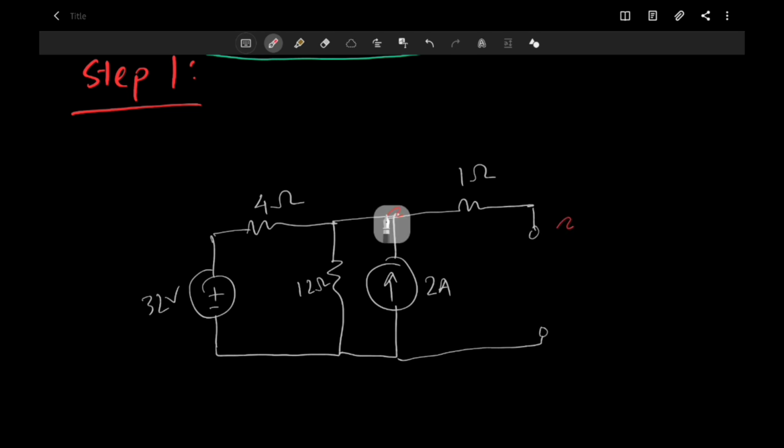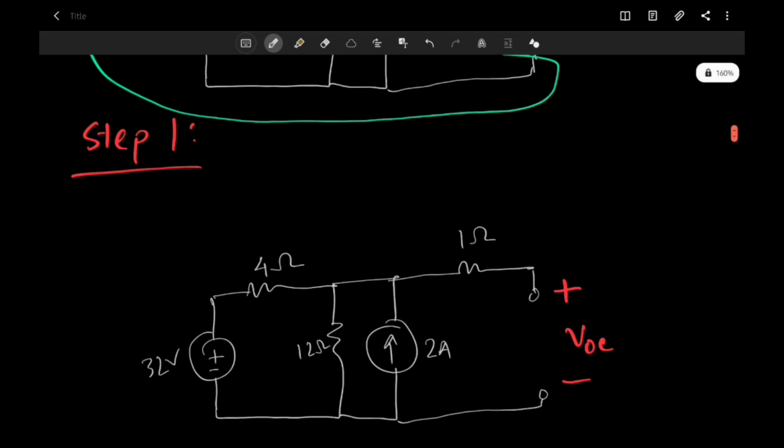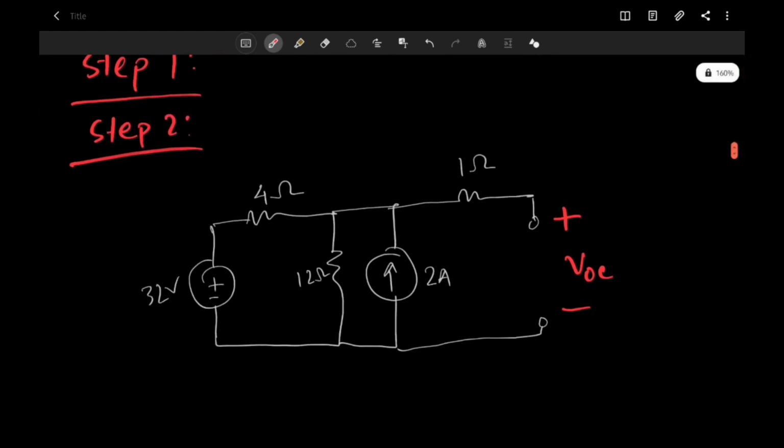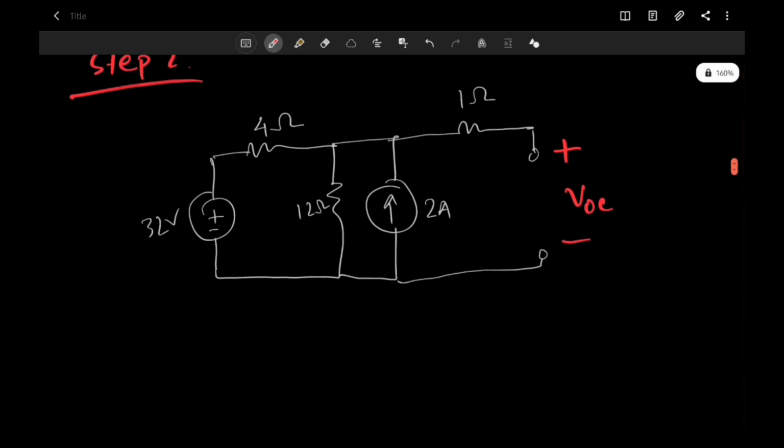And we are interested in the voltage here because there is no current. So open circuit voltage, VOC, we are interested in this voltage. We have to figure out this voltage. So that is our step one. Step one, we have replaced it, and then step two basically is to figure out the open circuit voltage, and for that you can use nodal analysis or basically anything you want.